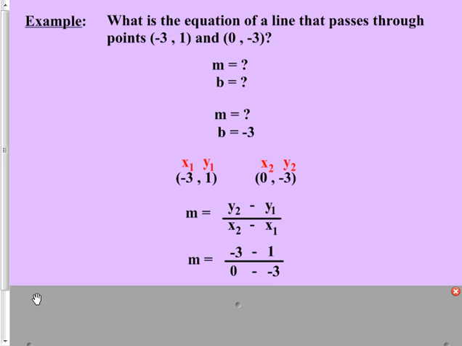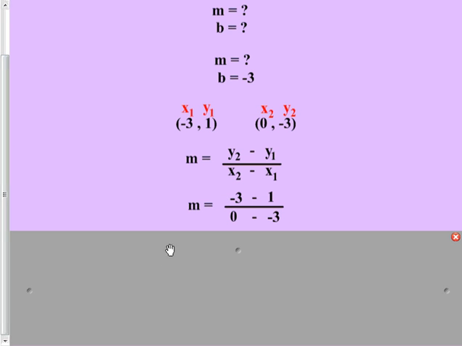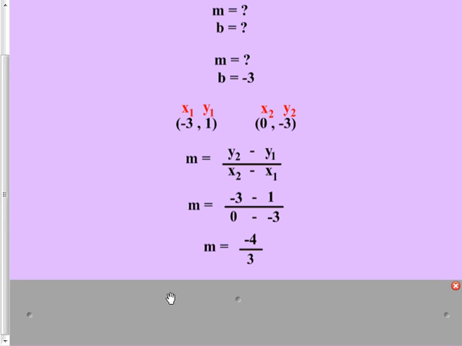Now let's look at the numerator here. Negative 3 take away 1. Well, essentially we have two negative numbers here, so we're going to add the numbers together and keep the sign. The numerator will be negative 4. How about the denominator? 0 minus negative 3. Double negative becomes a positive, so the denominator actually reads 0 plus 3, that is positive 3. So we have negative 4 over positive 3. We expect slope to be a fraction. We have a fraction here.